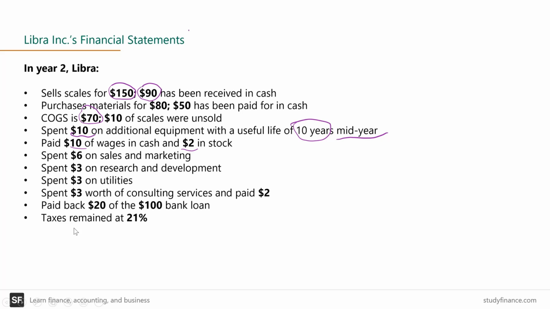We also thought to pay back some of the $100 bank loan that we have on the books. So we decided to pay back $20 of the $100 bank loan, and taxes remain at 21%. So feel free to attempt year 2 entries on your own or follow along as we walk through it.